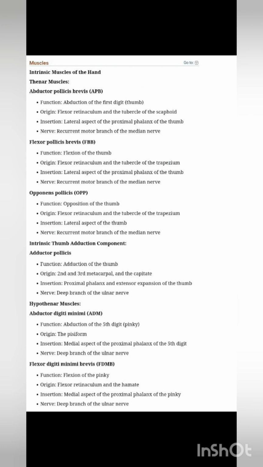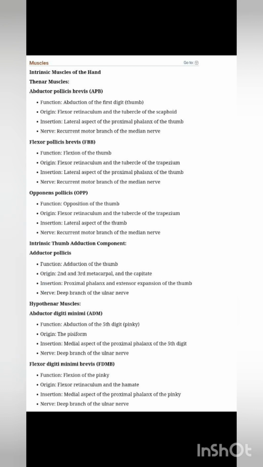Now let's talk about the adductor pollicis muscle, which is in the group of the intrinsic thumb adductor component. So adductor pollicis. Function: as the name suggests, adduction of the thumb. Origin: second and third metacarpal and the capitate. Insertion: proximal phalanx and extensor expansion of the thumb. And nerve supply: deep branch of the ulnar nerve.